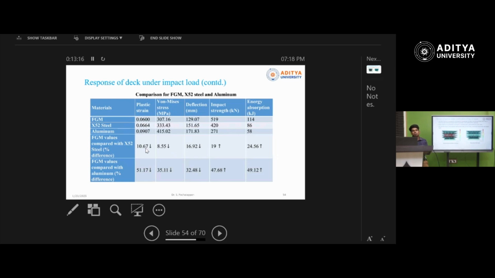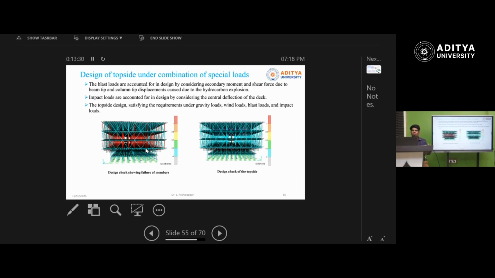So what I have done so far: we discussed the offshore structures subjected to wind load, to the blast load, and to the impact load. Now, if all the loads act together on the structure, what would be the consequence? So all the loads are applied to the structure. The red color members you are seeing initially failed because of the combination of loading conditions. To further enhance the performance, all the beams and failed columns are replaced here with the functional graded material.